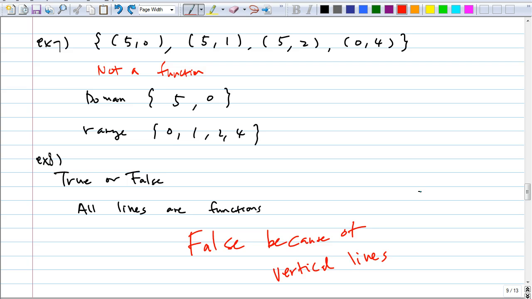Does that make sense? But what about this? All lines except vertical lines, are they all functions then? Yes, all lines except vertical lines are all functions. Does this make sense? Can you do something like this for your homework tonight? Very good, very good.